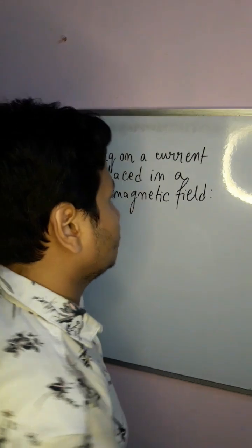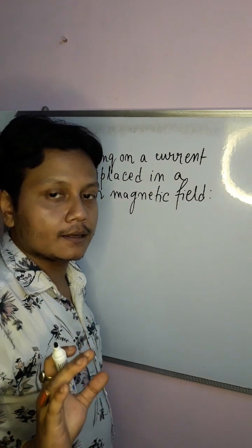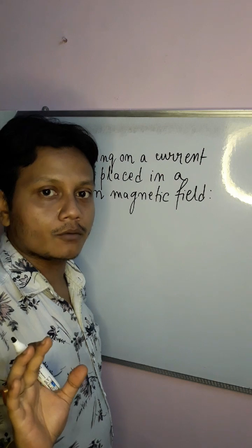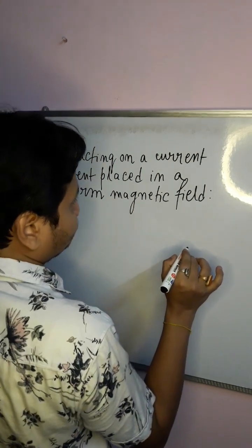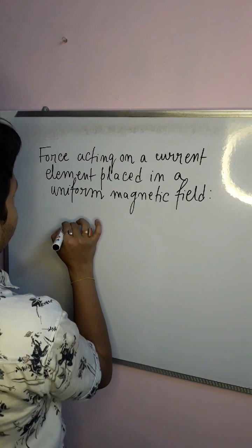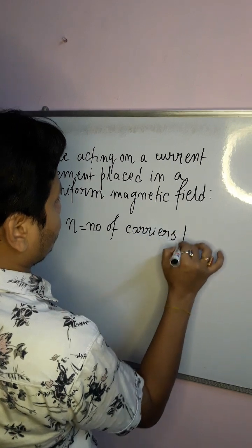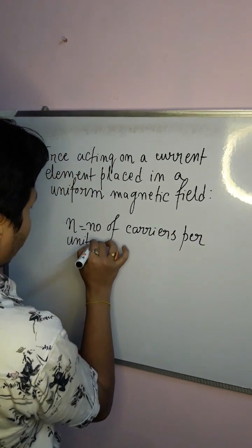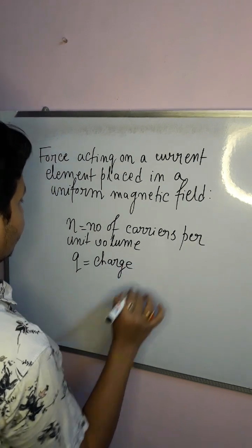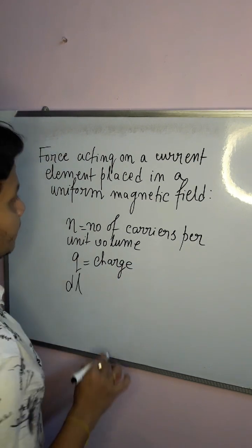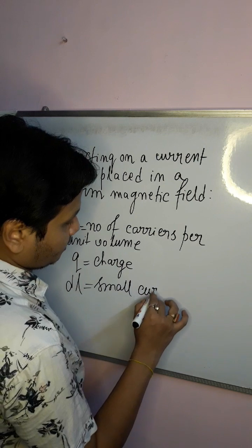Okay, now you all know that conventionally the direction of current is along the direction of positive charge. You all know it. So we assume that n represents the number of carriers per unit volume, and q is the charge of each carrier. Suppose dl be the small current element that is placed in a uniform magnetic field.